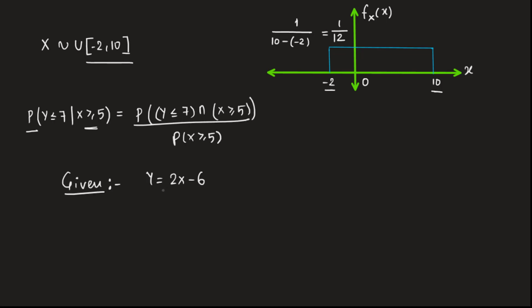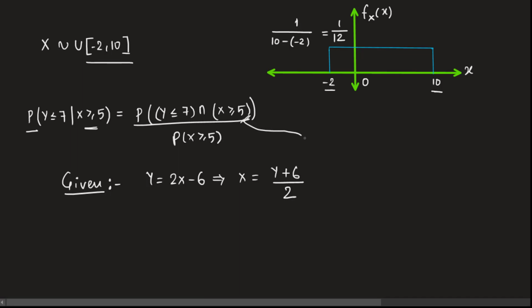It is given that y is 2x minus 6. From here we can write x as (y plus 6) by 2. The condition imposed on x is that it should be greater than or equal to 5. Applying this condition, we get, or equivalently, y is greater than or equal to 4.